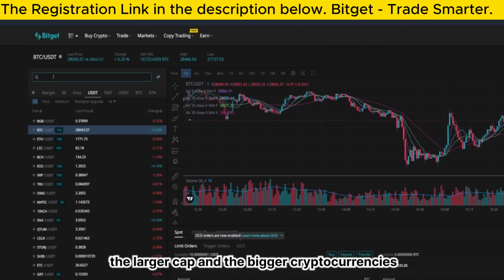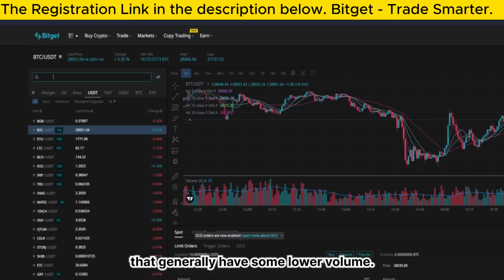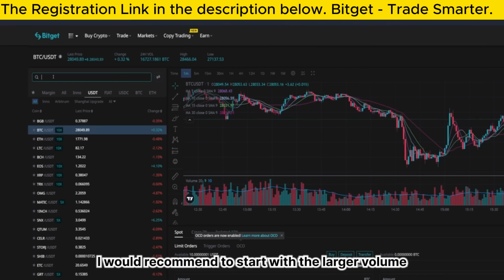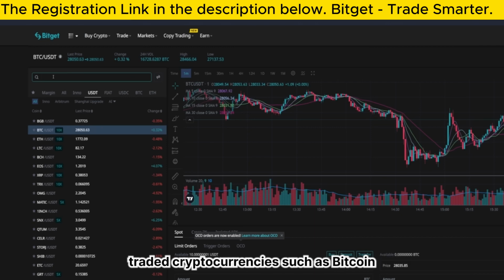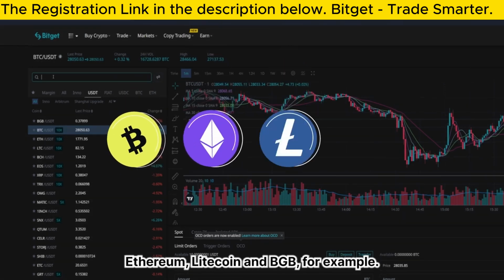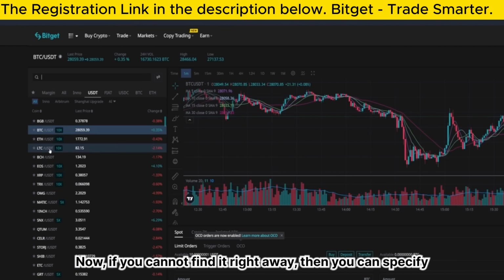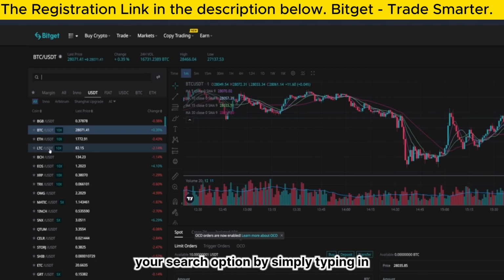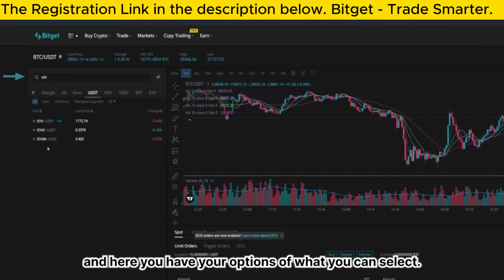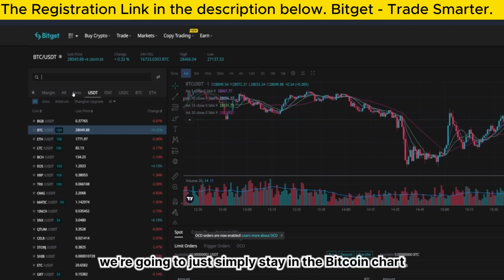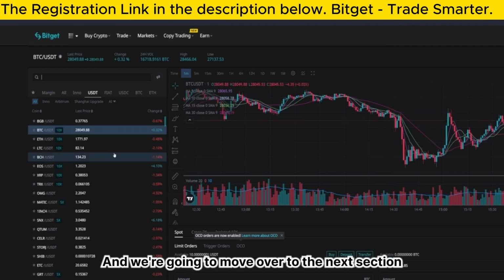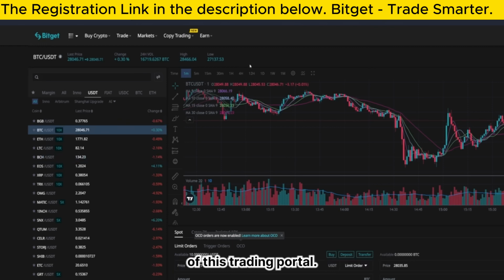You can choose to trade the larger cap and bigger cryptocurrencies, which is recommended if you're just starting out, or you can choose to trade some altcoins that generally have lower volume. To get started, I would recommend the larger volume traded cryptocurrencies such as Bitcoin, Ethereum, Litecoin and BGB, for example. If you cannot find it right away, you can use the search option by typing in, let's say, ETH, and here you have your options. For this purpose, we're just going to stay on the Bitcoin chart because it doesn't make any difference, and we're going to move over to the next section of this trading portal.